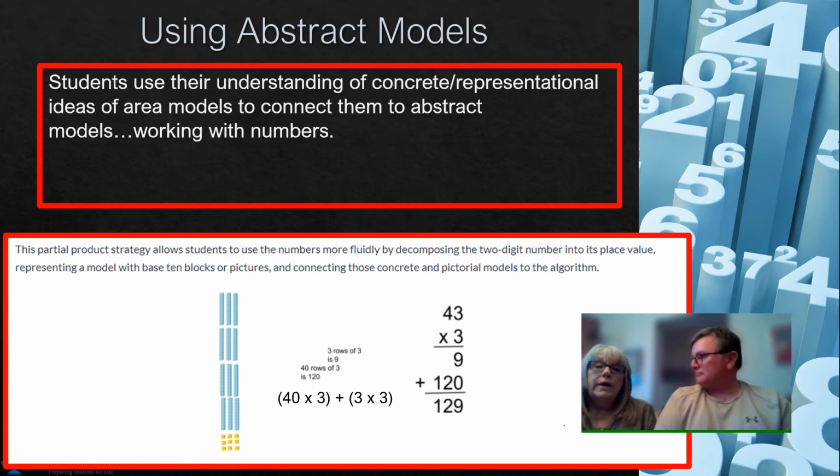Like, where do I see the 40 rows of 3? Where do I see the 3 rows of 3? What does that 9 represent? What does the 120 represent? And it's not going in the same order that it did when we did the distributive property. We started with 40 times 3, but in the standard algorithm, they're starting with 3 rows of 3. And that's what an algorithm is. It's a step-by-step procedure, but like you said, it's important for them to understand and be able to connect back.